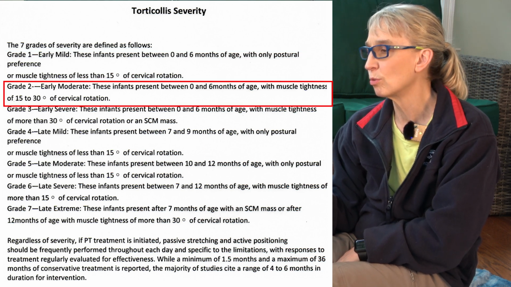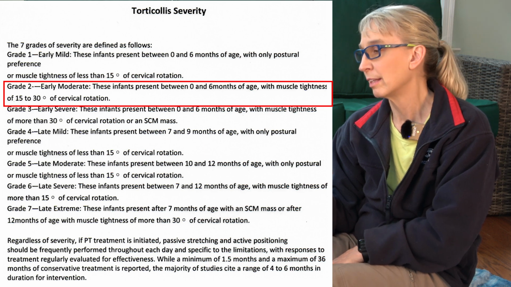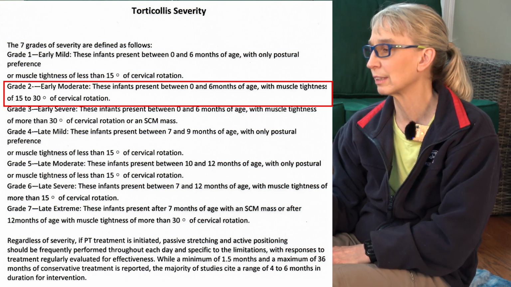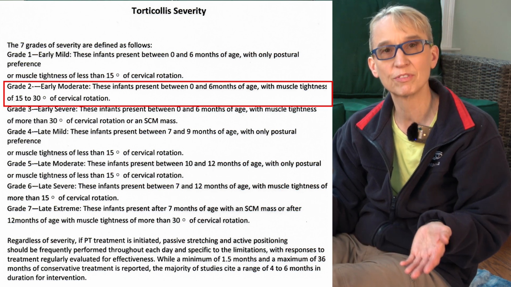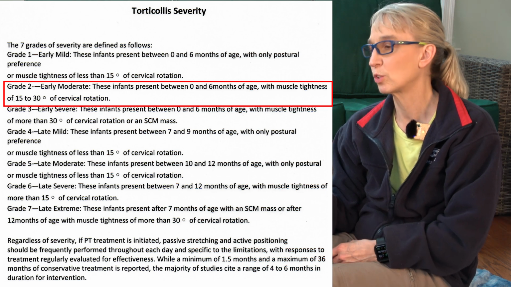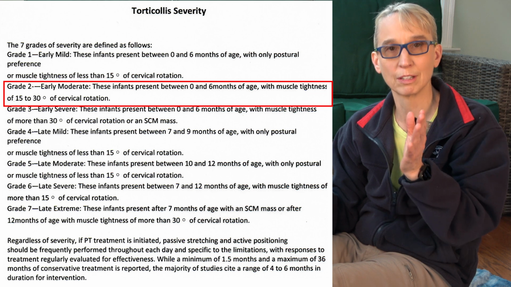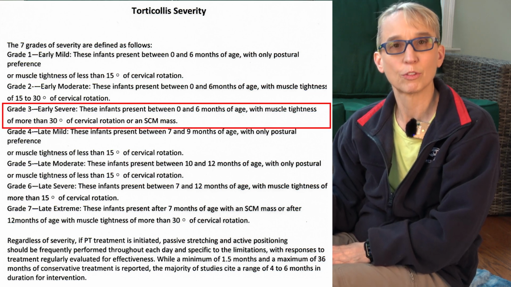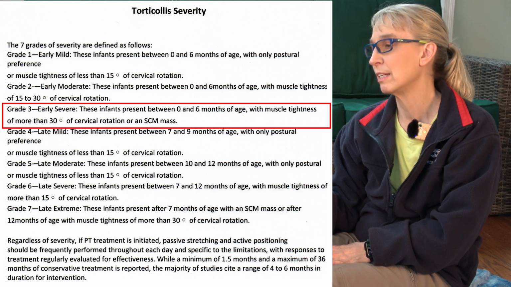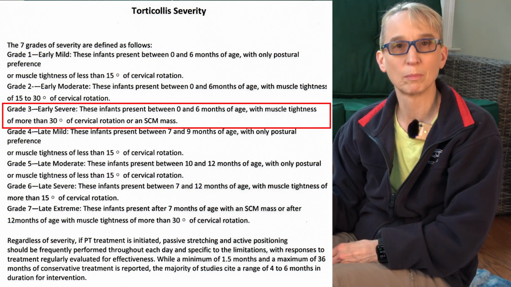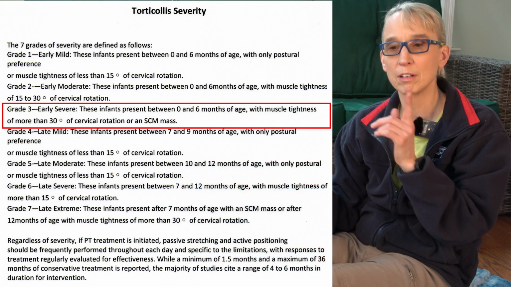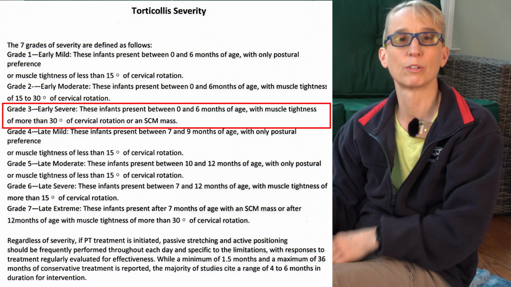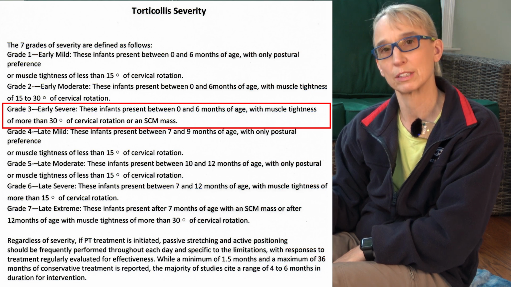In grade 2, these are early moderate, and these are children birth to 6 months of age again, and they are ones that have muscle tightness of 15 to 30 degrees of cervical rotation difference between the two different sides. The next one is grade 3, and in grade 3, these children are birth to 6 months old and have a difference in their cervical passive rotation of 30 degrees or more between the two different sides.